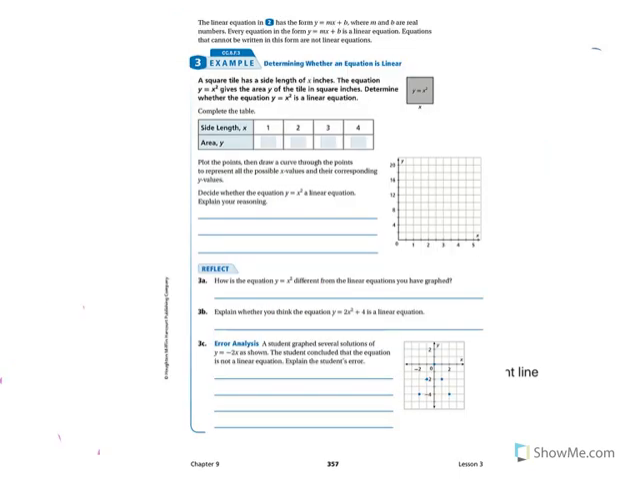All right, let's take a look at example 3. So example 3 says here, the square tile has a side length of x inches. And because it is a square, that means all your sides are the same.